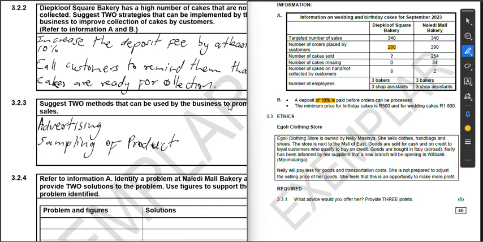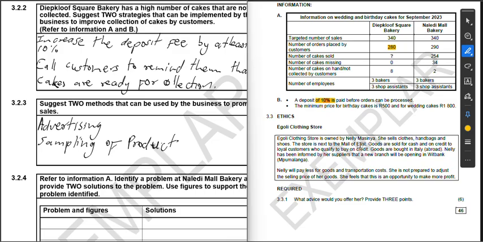All right, so I wrote the answers there, so we're going to go to 3.1. Let's read the information in 3.1. It says that Egoli Stores is owned by Naledi Masenya. She sells clothes, handbags, and shoes. The store is next to a mall, the Mall of East Goods.